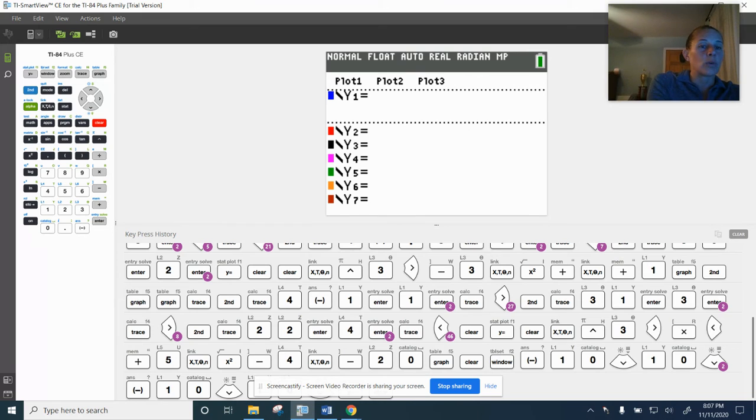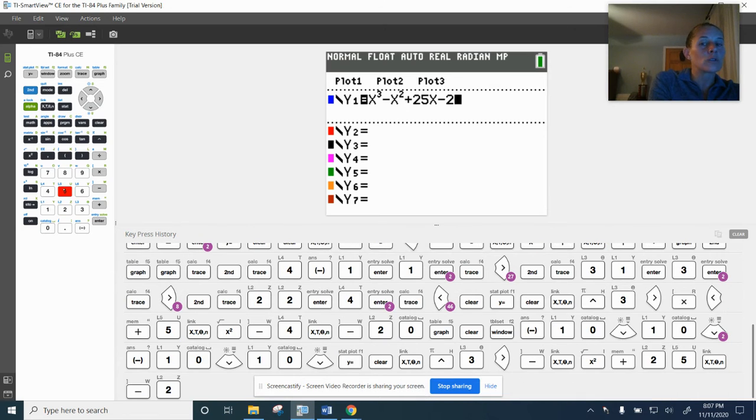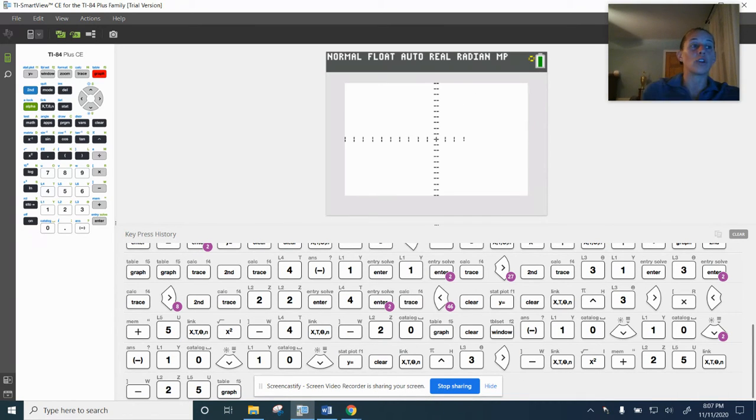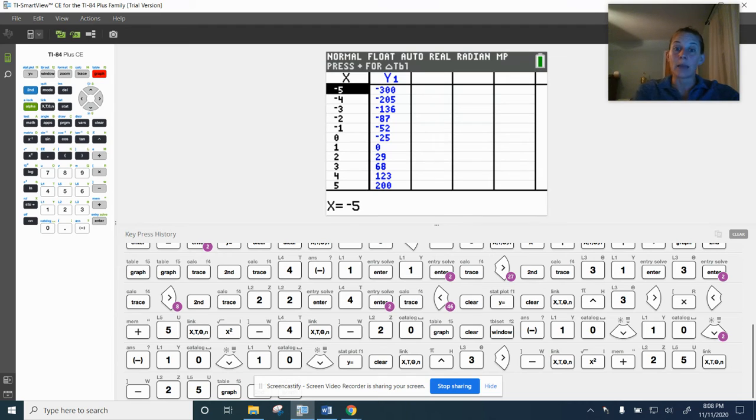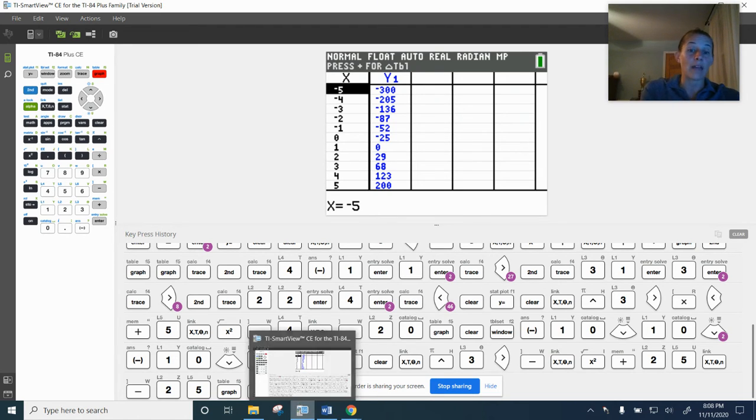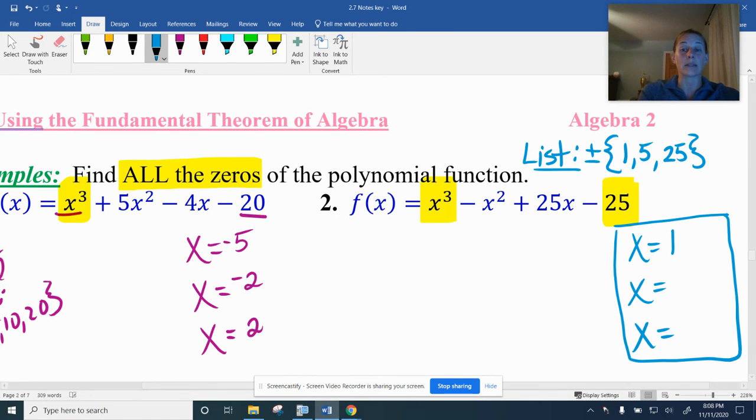So I have x raised to the 3rd power minus x squared plus 25x minus 25, and I'm going to graph that, and I'm looking for 3 x-intercepts. Now, unfortunately, I only have 1. It looks like it's going through the positive 1, which would be on my list. I'm checking my chart here, my table. It is definitely a 0, so I have that 1 going for me. X equals positive 1.